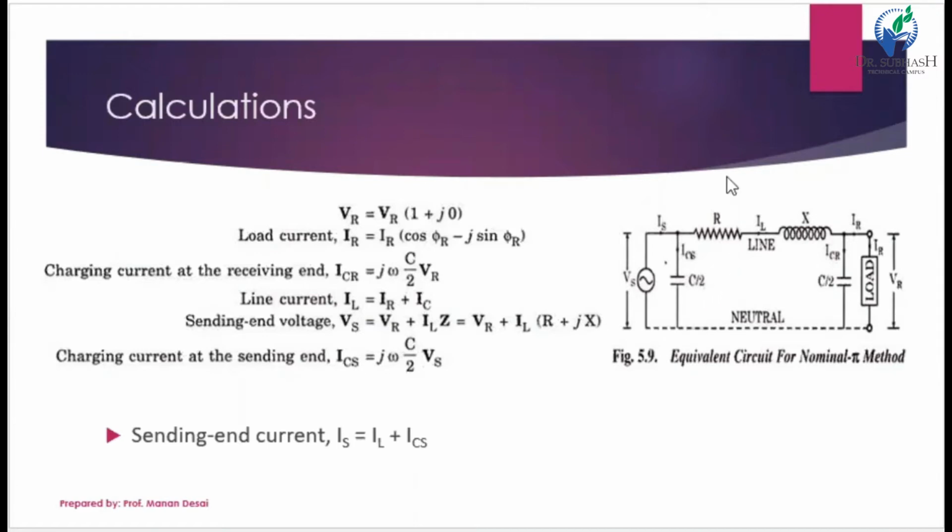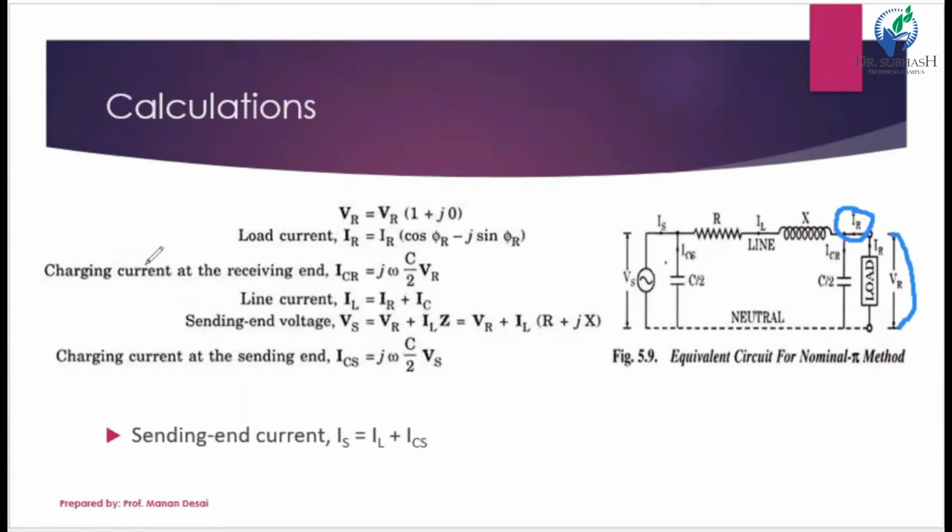So from the figure, VR is equal to 1 plus J0. The load current IR is equal to IR cos phi R minus J sin phi R. It is divided into two parts. Cos phi R is the real part, and minus J sin phi R is the imaginary part.